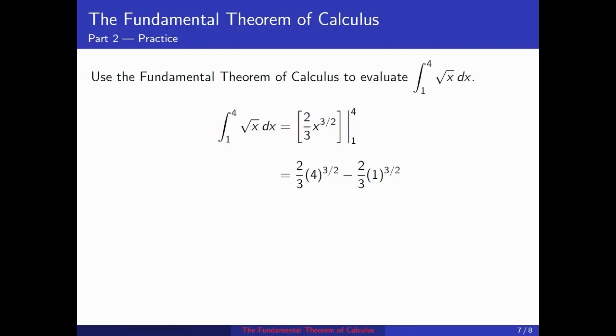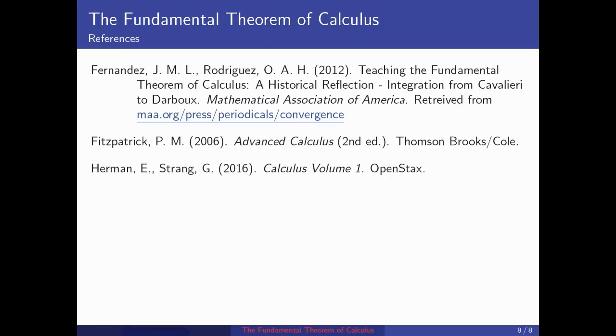Next, we plug in the upper and lower bounds for x. The antiderivative at the upper bound is 16/3, and the antiderivative at the lower bound is 2/3. This simplifies to 14/3.